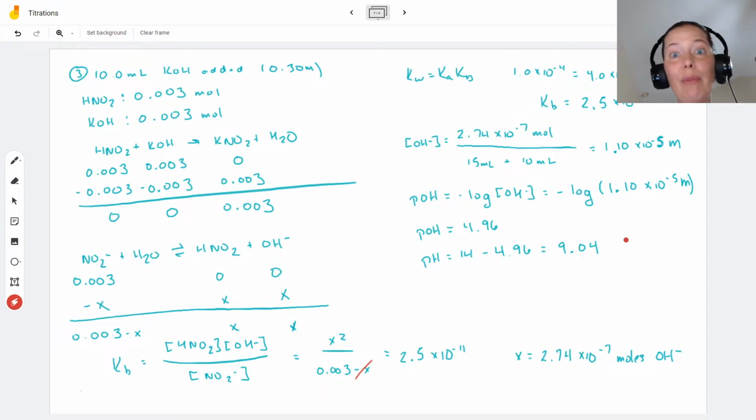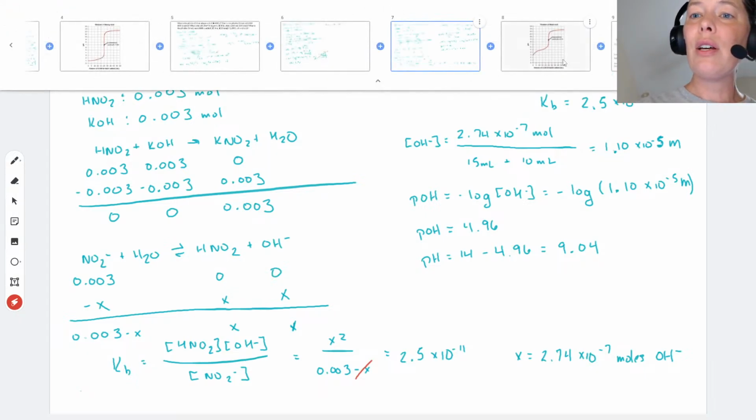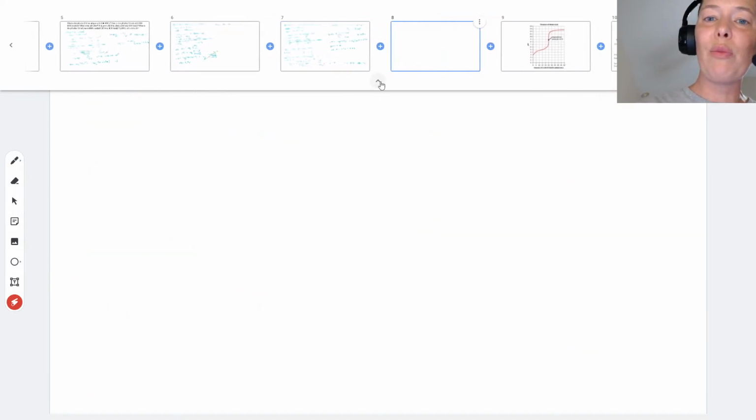Okay, questions about our equivalence point? Okay, great. No questions. Then let's keep on trucking because I know we've got one more to do and I'm going to need another page before we talk about our titration curve. So let's do another page.